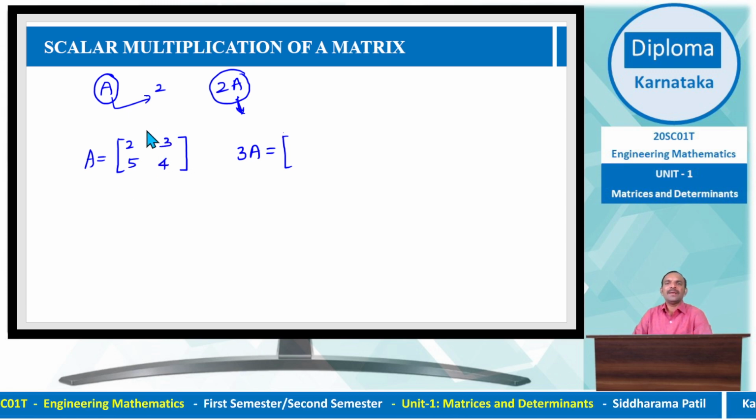You have to multiply all elements of A by 3.